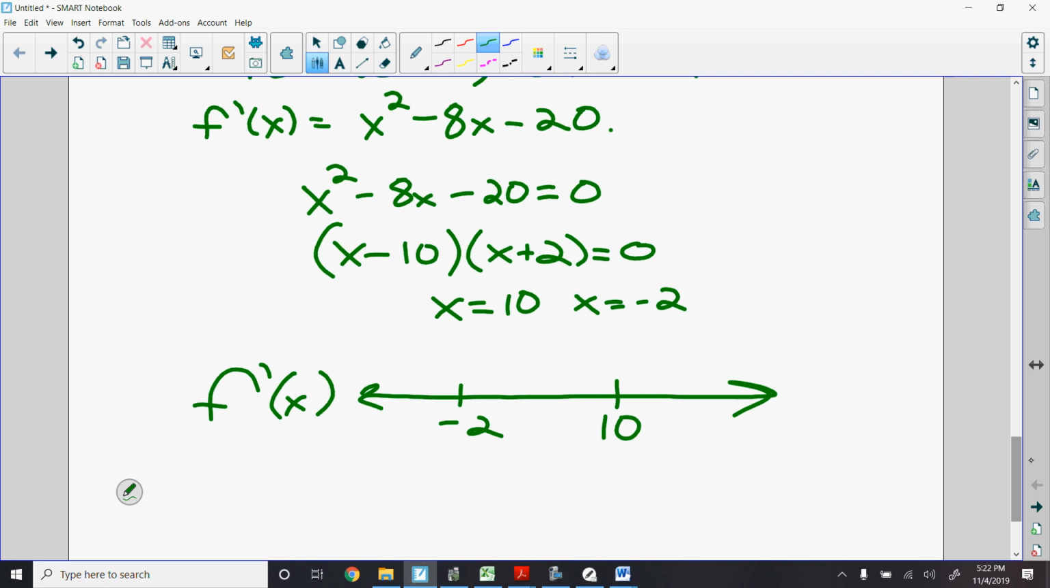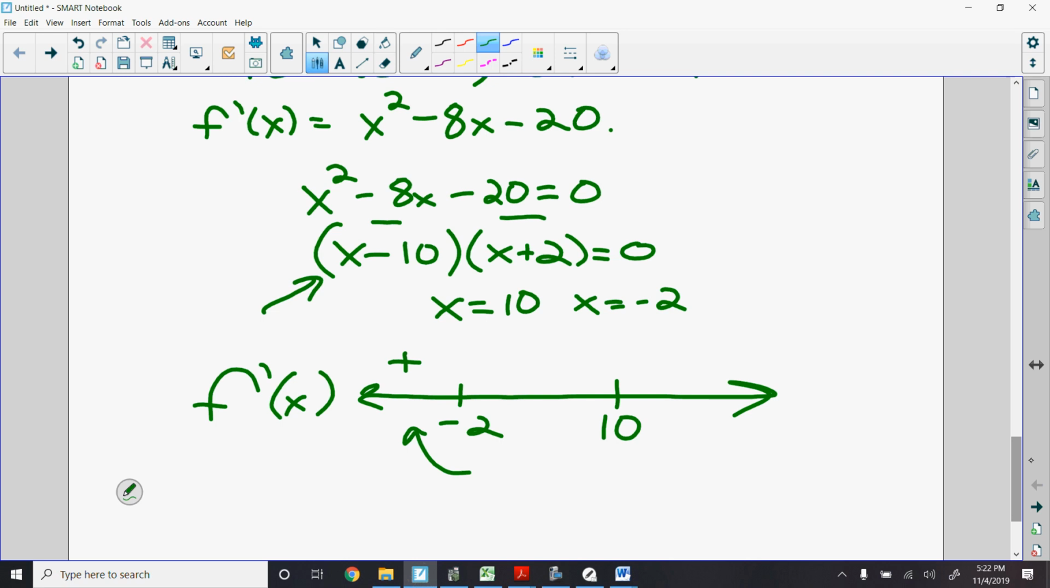So out here, I'm going to use the number -3. And again, I like to use my factored form here to test. -3 minus 10 is a negative number. -3 plus 2 is a negative number. A negative times a negative is a positive. And again, in terms of increasing, decreasing, I know f increases then from -infinity to -2.